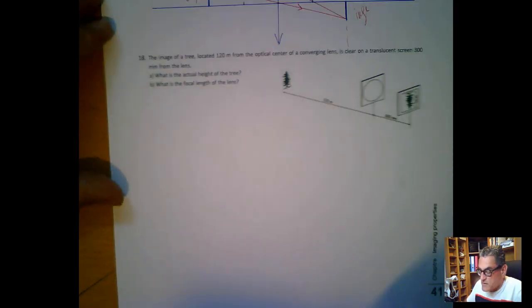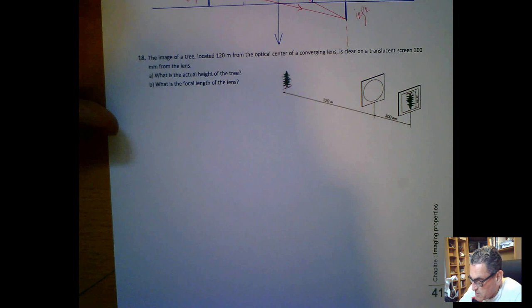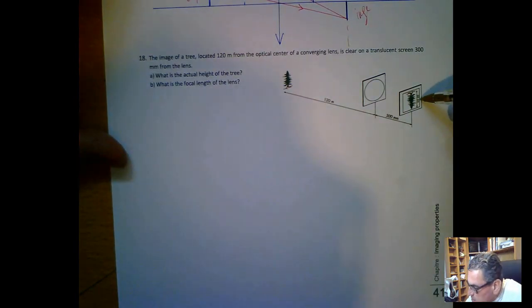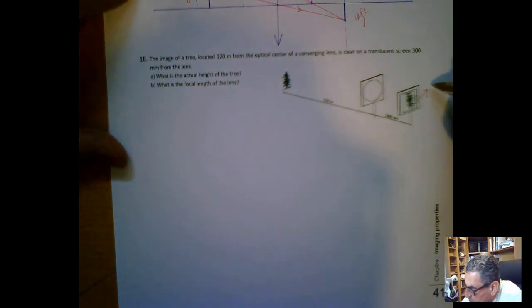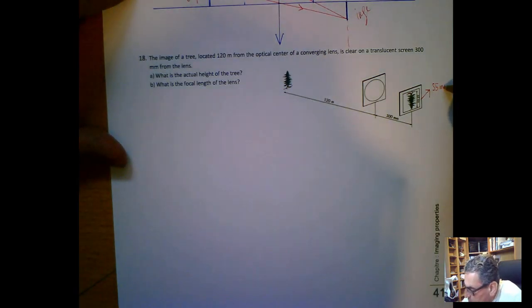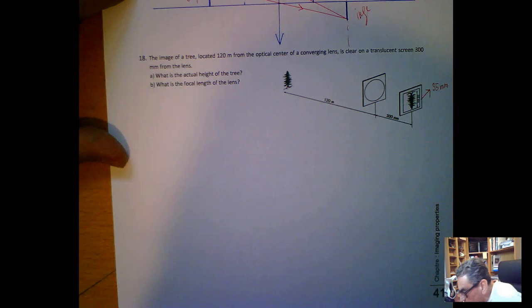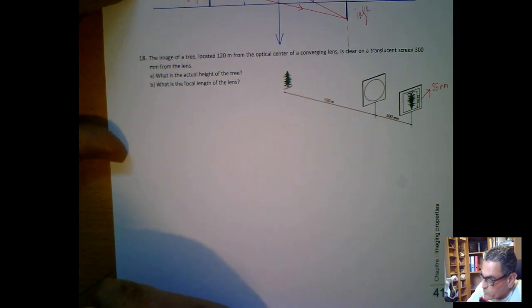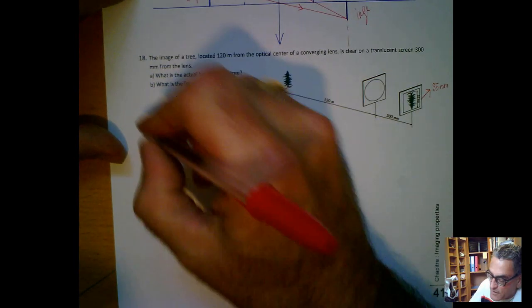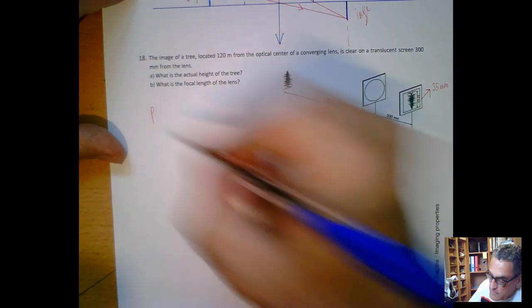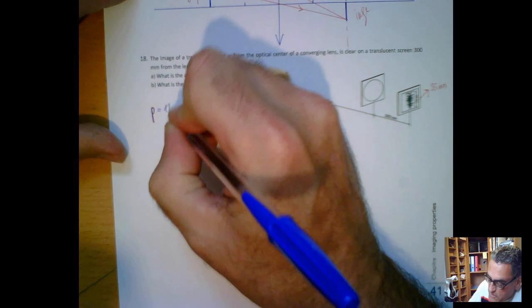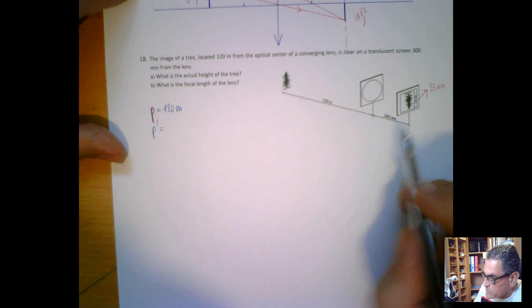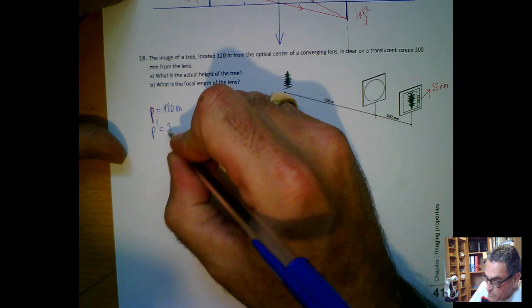Now let's do the last exercise. It's a bit strange because we have meters and millimeters, and here you have something written which is the height of the image, which is 35 millimeters if I read properly. So what do we have? The distance from the tree to the lens, p, is 120 meters. Then p prime, the distance from the lens to the screen, is 300 millimeters.